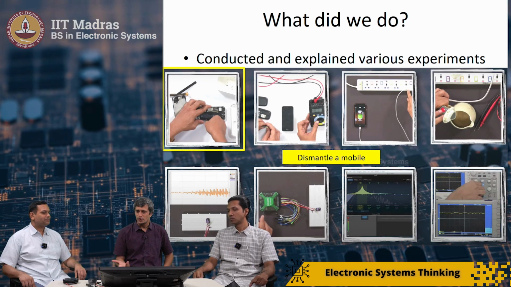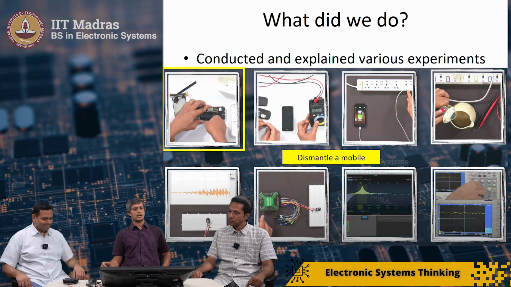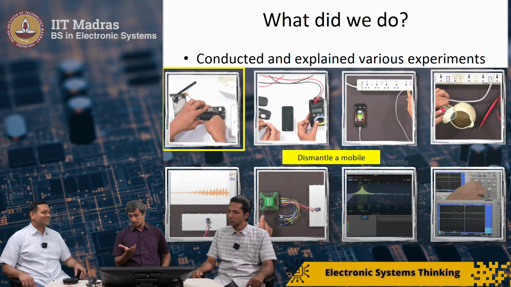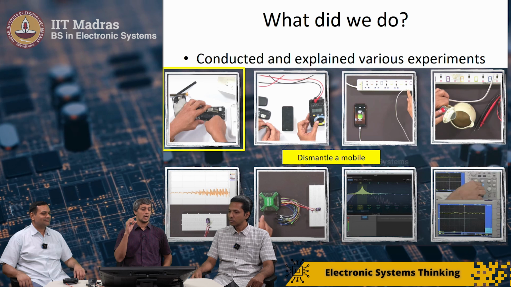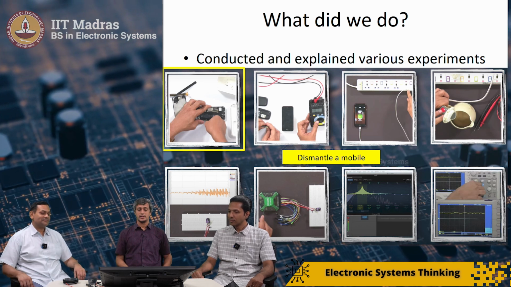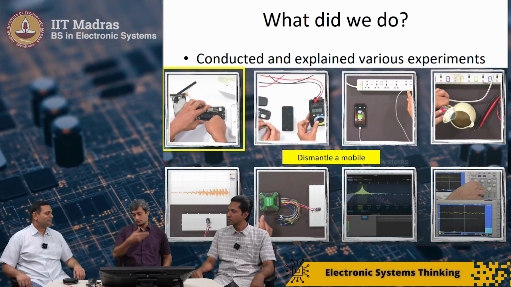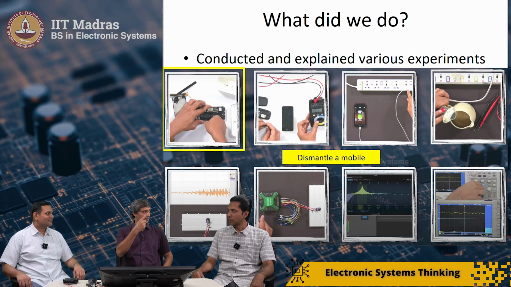So what did we do? We basically conducted and explained various experiments. So what were the experiments? We started off with dismantling a mobile, looking at the miniaturization of electronics, how sophisticated packaging is today. Yes. In fact, it's very hard to dismantle the mobiles that come out today. I did an iPhone 5s, which came long back. Yes.